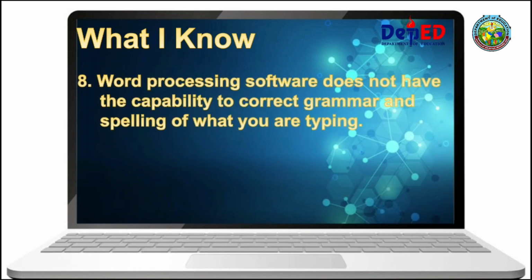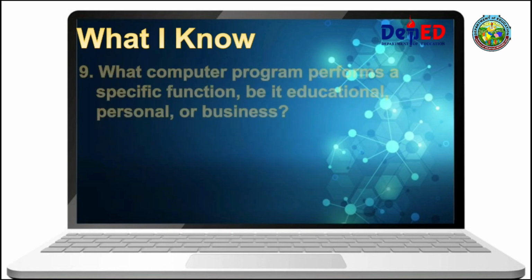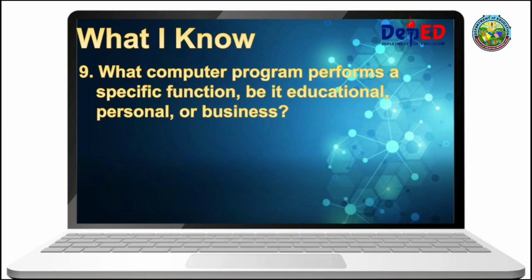Number 8. Word processing software does not have the capability to correct grammar and spelling of what you are typing. A. False. Or B. True. The correct answer is A. False.